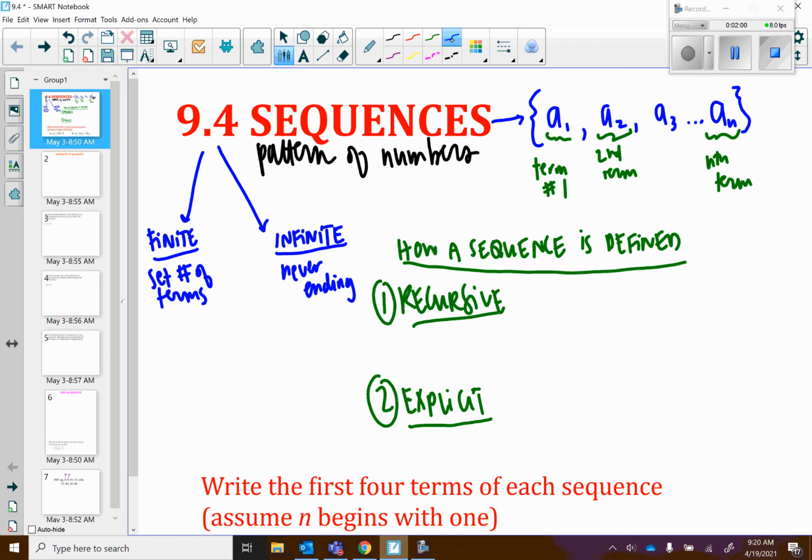A recursive sequence defines a sequence by using the previous term.